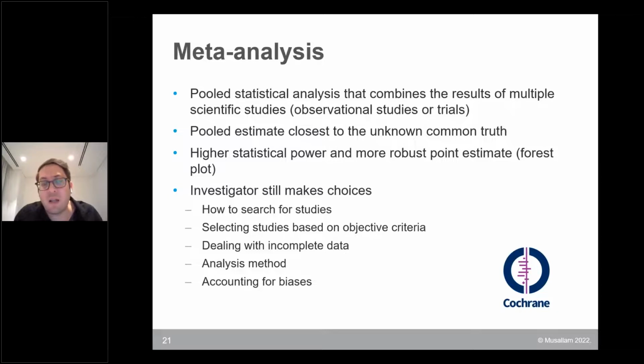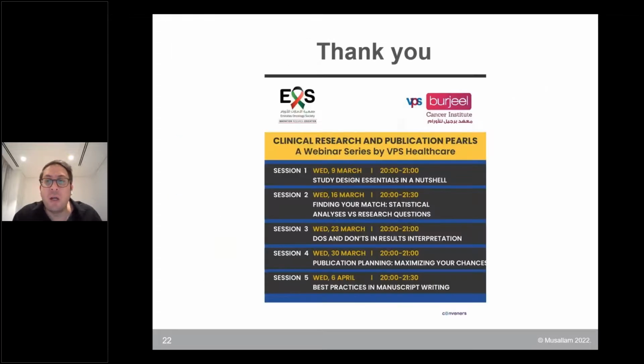There are still choices that investigators make here, which can introduce some bias as well. How to search for those trials or studies, which ones to select and based on what criteria to include, because sometimes they don't include all trials. They have to have certain criteria to include them in the analysis. How do you deal with incomplete data? Which methods to use for analysis? And how do you address the actual original biases in the studies? So all of that feeds into some sort of interaction between various investigators to conduct this as a type of study, more or less.